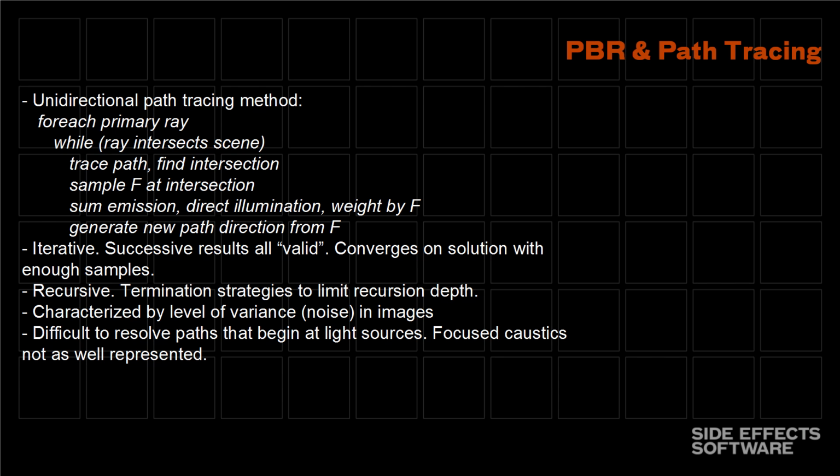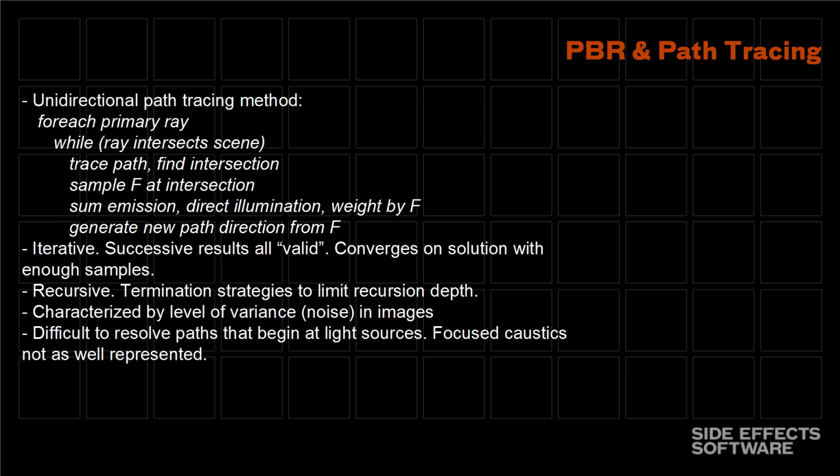So we have to look at things like termination strategies to limit the recursion depth, things like Russian roulette, other methods for dealing with once the actual contribution is low enough, looking at ways to taper off and drop out certain path samples. The other thing is PBR unidirectional path traced images are characterized by the level of variance or noise in them. That comes about as a result of the use of noise to generate those random paths. And so often what we're doing is finding strategies for reducing the amount of noise in the image. And we'll look at strategies for that in a little bit.